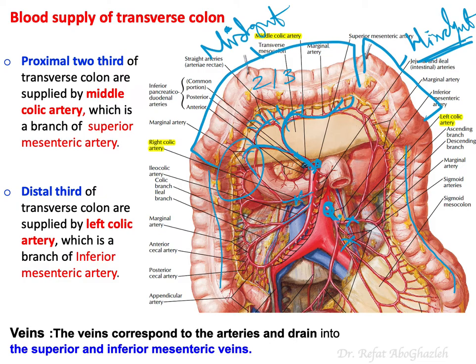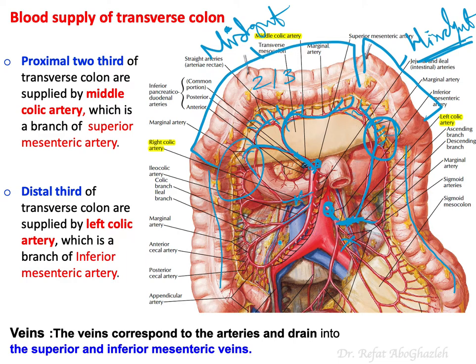exactly here from the left colic, you remember, that gives the branch to the descending colon, and it also supplies the distal one-third of the transverse colon, right? Okay, and also here's a marginal artery between those at the corners, right?